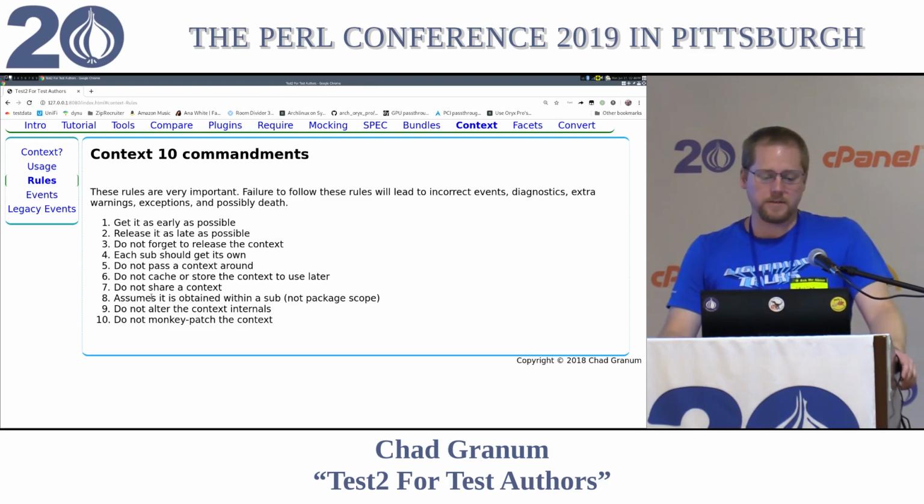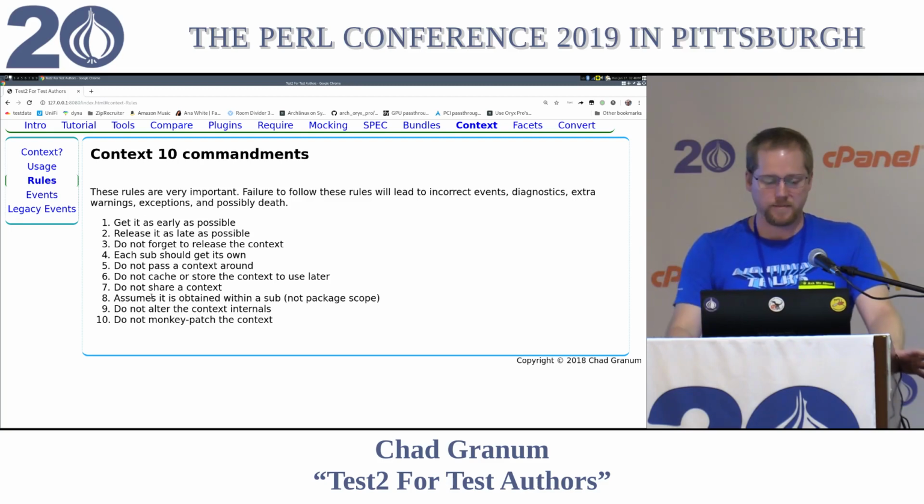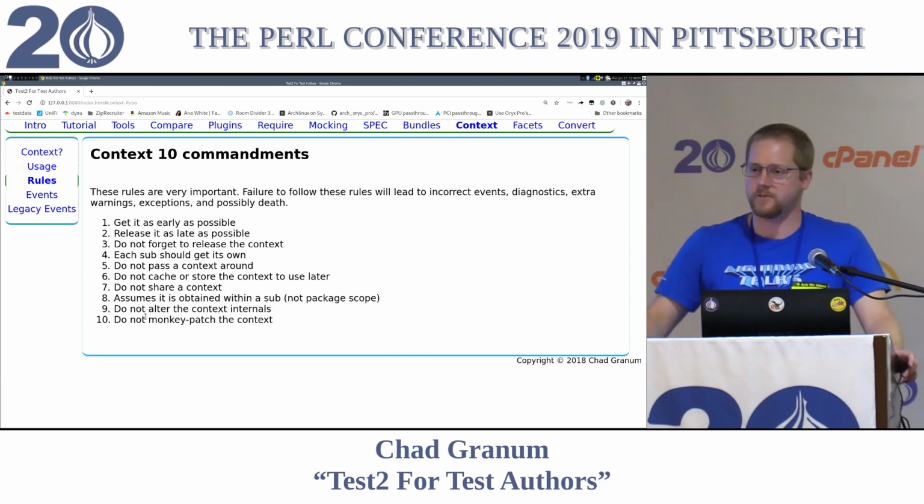It assumes it is being obtained within a sub and not on the package scope. If you need a context at a package scope, you have to pass it some arguments. You do not ever alter the context internals. This is a do not touch zone. And do not monkey patch the context. If you do, I will laugh in your face and tell everyone never to use your code.